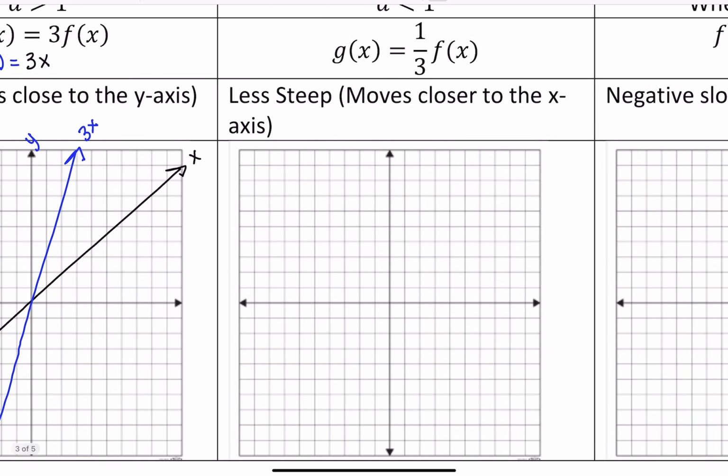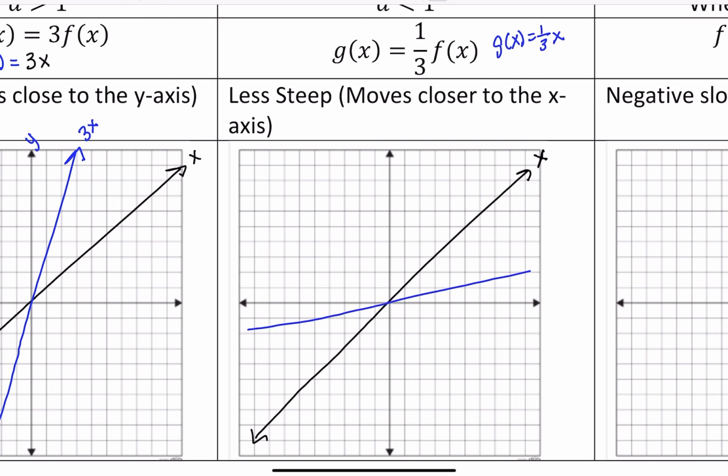Here, with a fraction, I have g of x is equal to 1/3 x. Again, your parent function is the one that goes directly through, right? So this is going to be your x. Now this one is less steep, so it's going to move closer to the x-axis. It's going to look more something like this. So this is closer to the x-axis.